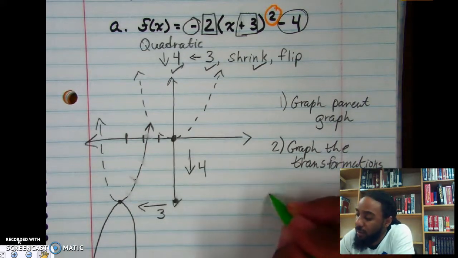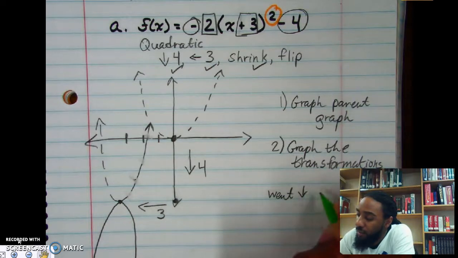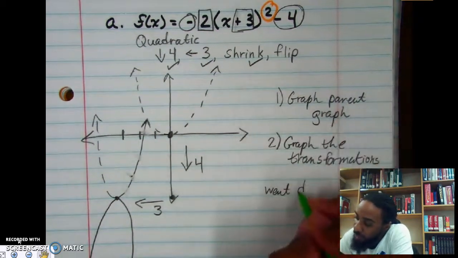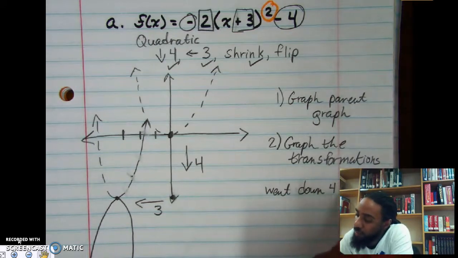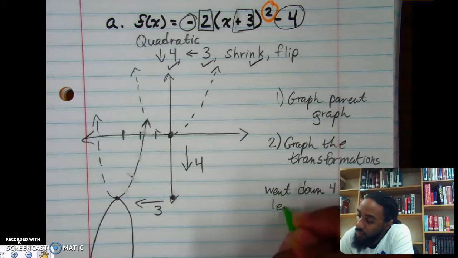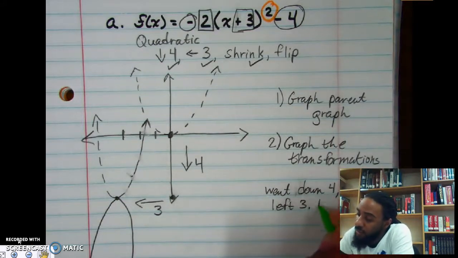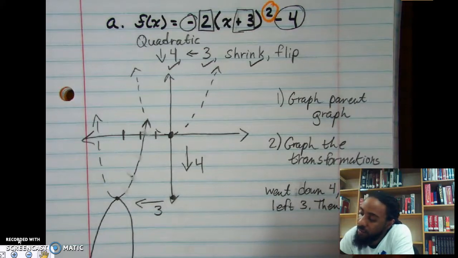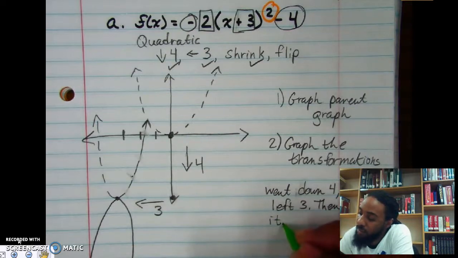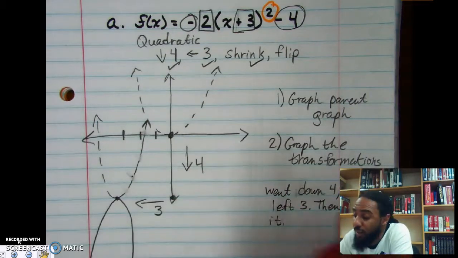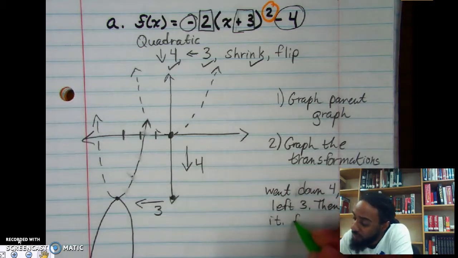All right, so again, went down 4. To the left 3. Then we shrunk it. Then last but not least, just flip it over the x-axis.